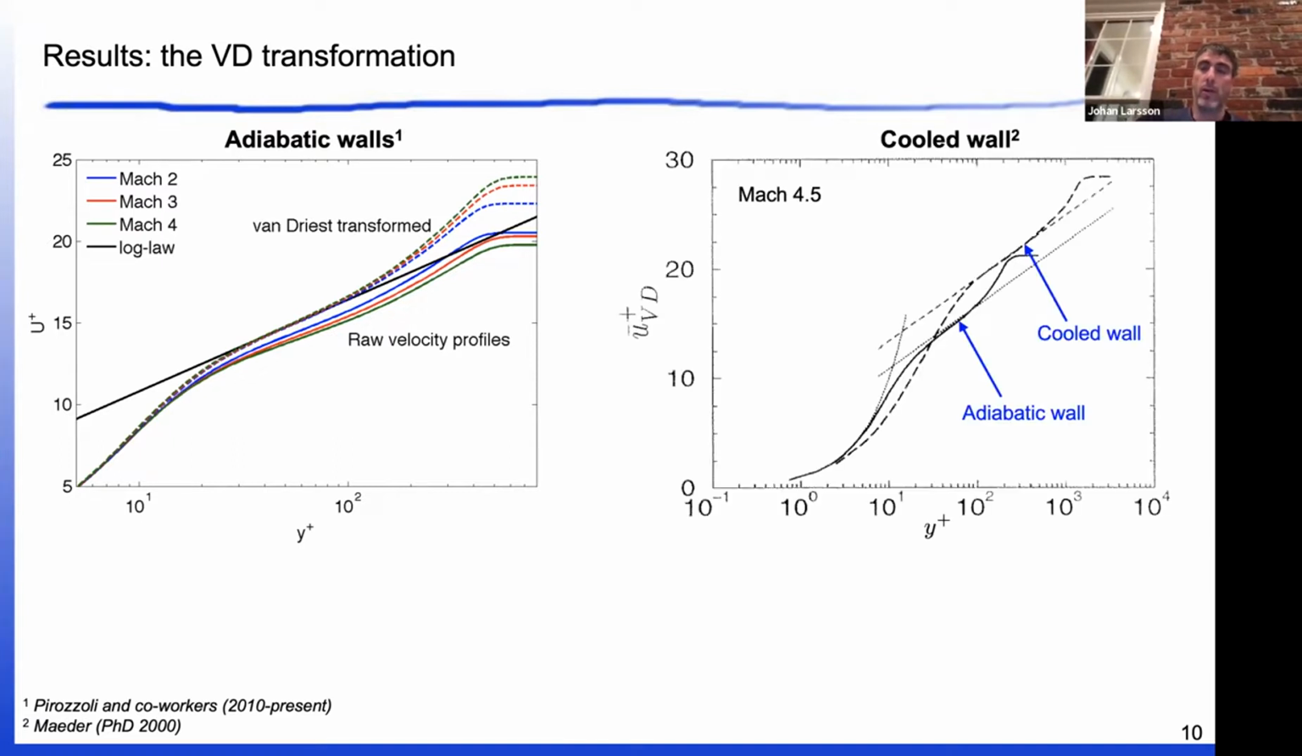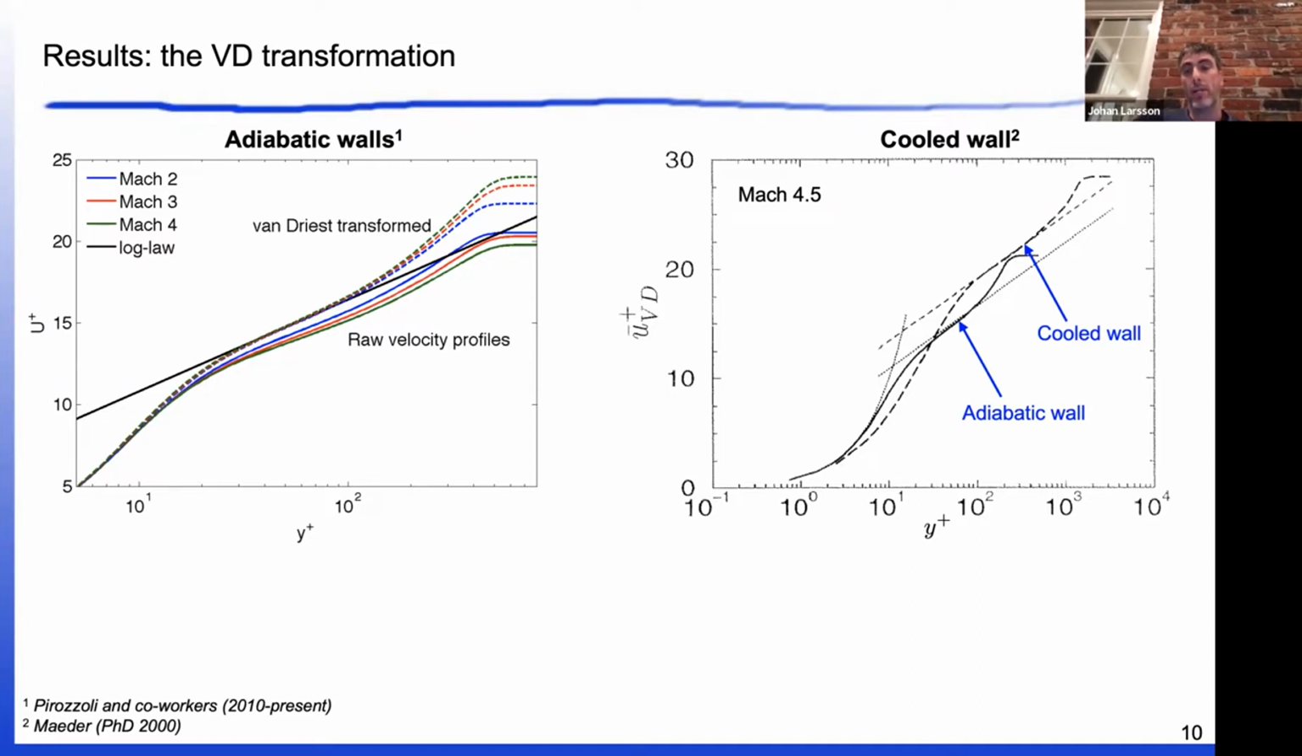Well, the story doesn't quite end there, because it has been known for quite a long time that the Van Driest transformation works very well for adiabatic walls, but not if you have a non-adiabatic wall. And in practice, in aerospace applications, the wall is almost always cold, so T wall over T recovery is less than 1. The figure here comes from a PhD thesis from ETH Zurich in 2000.